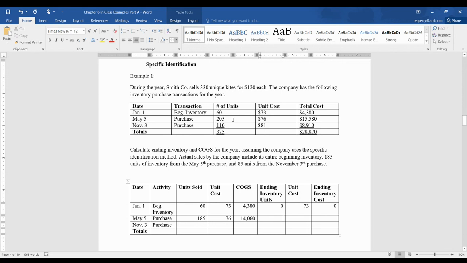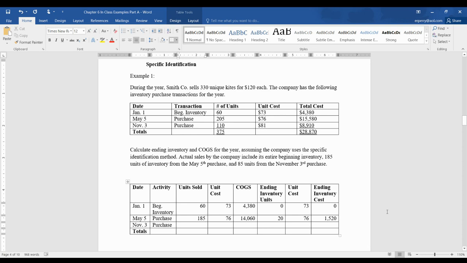Let's figure out what we have left in our ending inventory. We purchased 205 units. We sold 185 units. What's left? 20 units. 205 minus 185. What do we pay for those units? We paid $76 per unit. 20 times 76 gives me ending inventory of $1,520. Let's move on to our next bucket.